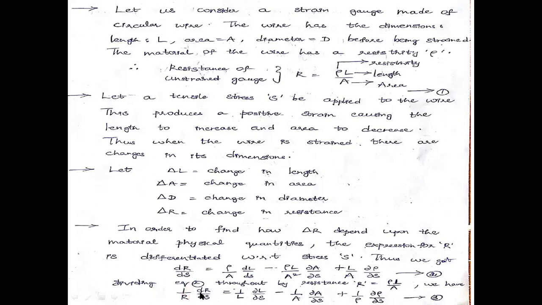1 by R into dR by dS or dou R by dou S, that is equal to 1 by L dou L by dou S minus 1 by A dou A by dou S plus, after substituting these values, that will become 1 by rho into dou rho by dou S.